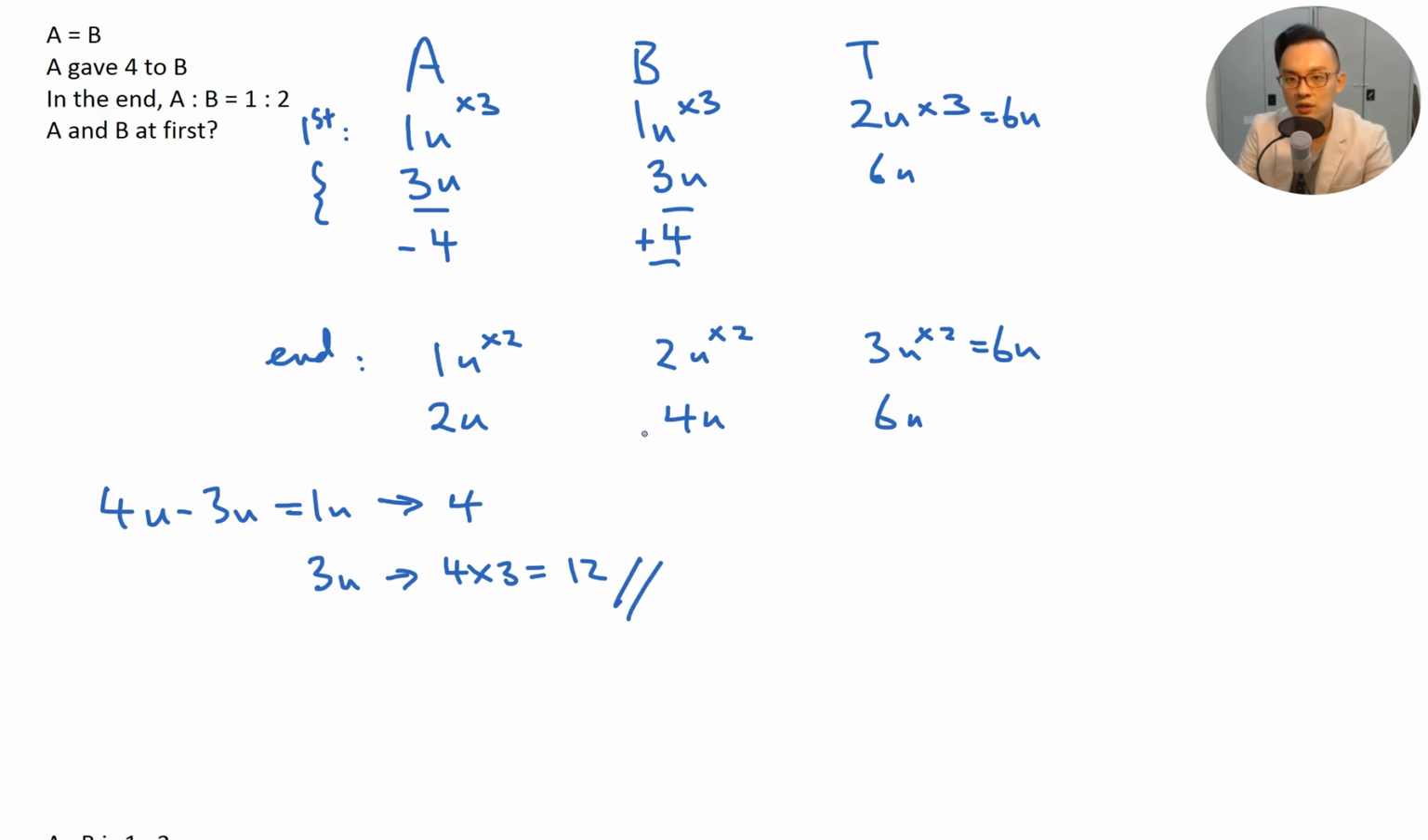Okay, so that's how you use constant total. You have to make the total the same. The total was actually 2 units and 3 units. You have to make them both into 6 units, which is the same, because they did not give anything out. They only transferred among themselves. So therefore, you need to make sure that the total adds up to become the same.